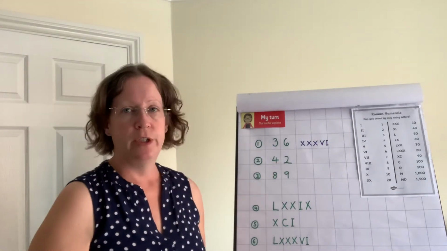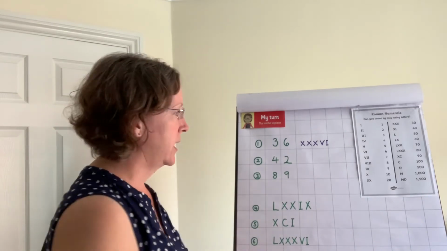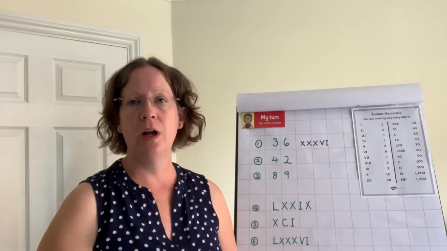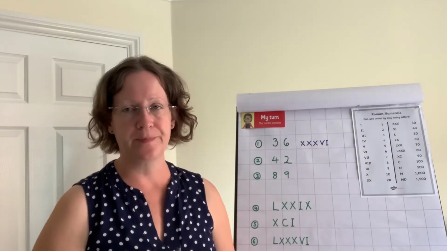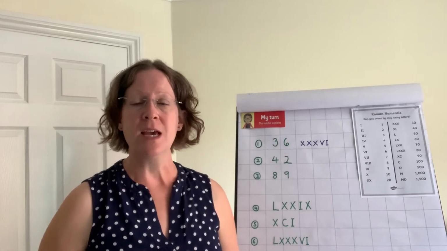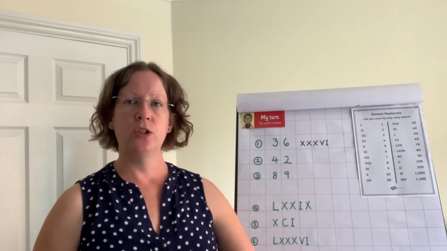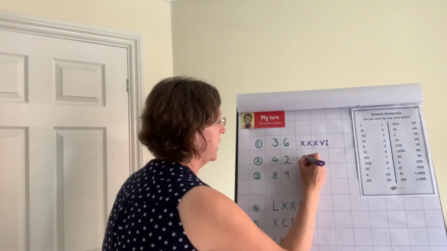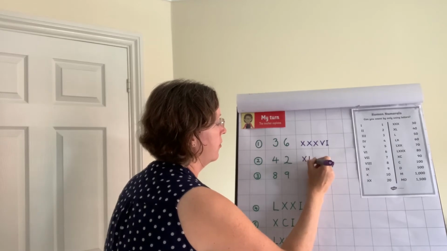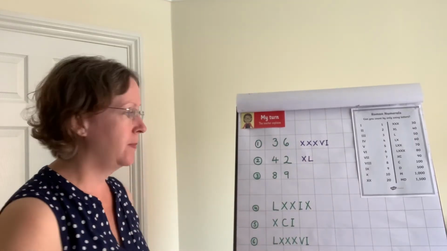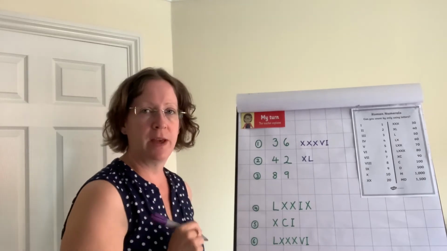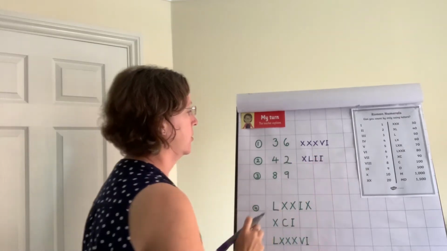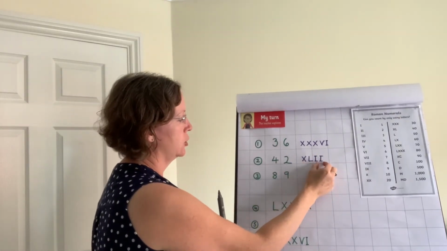Now I'm going to look at 42. So I'm going to look at the tens, 40. Now I said that the letters could only be put together 3 times, so I can't have X, X, X, X for 40. The next letter that I can use is L, which is 50. So I need to do 10 away from that so that I can get my 40. So it would be 10 away from the 50, which is XL. Then I need to look at the 2, so I need to make that up with 2 I's. So I've now got 42.